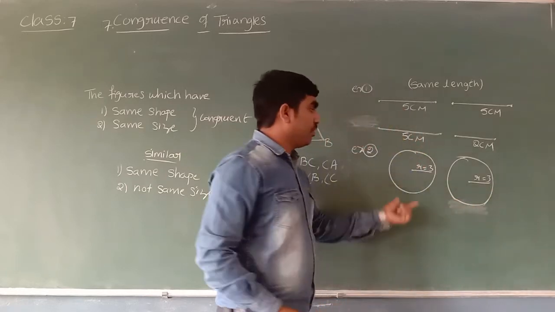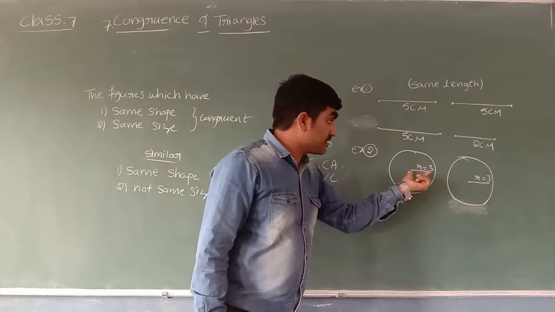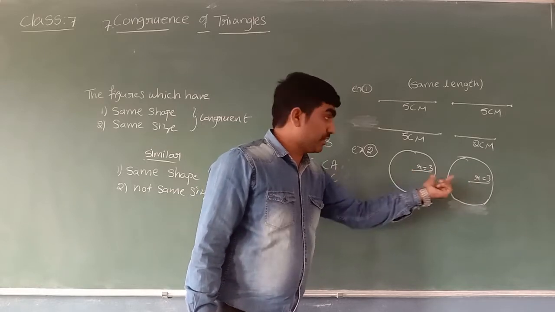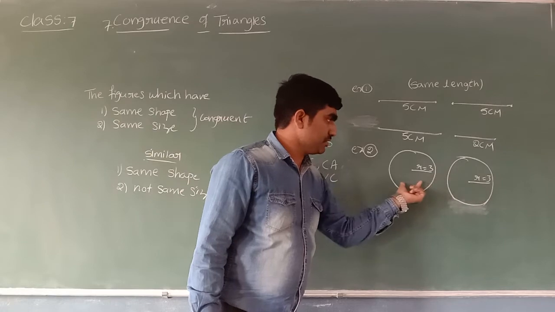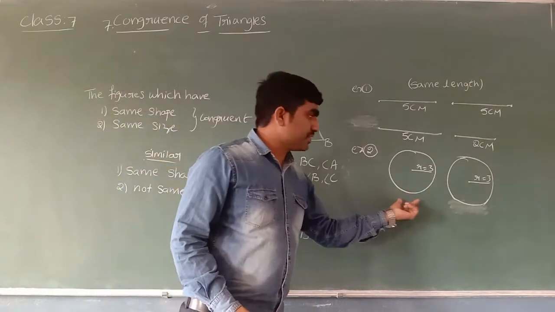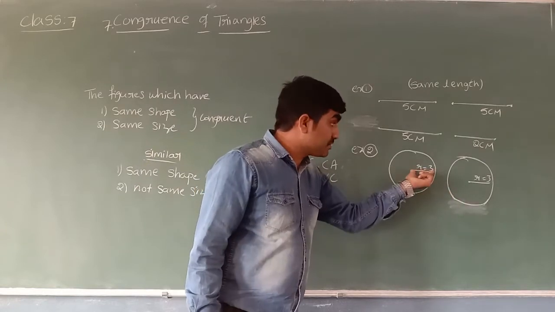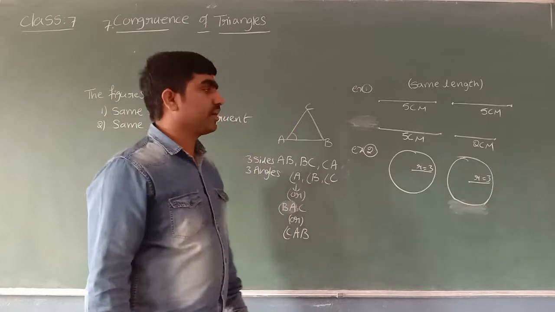Both have the same shape, circle shape, and both are the same size. They have the same radius. So both circles are called congruent. Two objects, like two circles, with the same shape and same size, are called congruent.